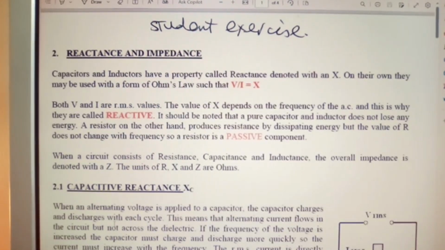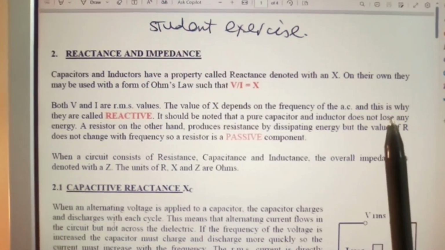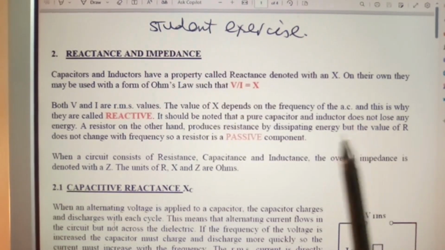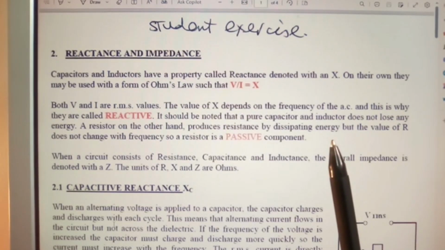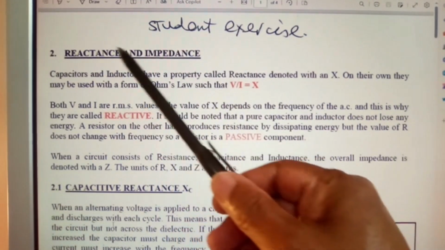Okay, now again, student exercise. All this is for your own exercise. Now again, you need to write this out so you understand it, so that your brain knows what it's been asked to do. Okay, now reactance and impedance.